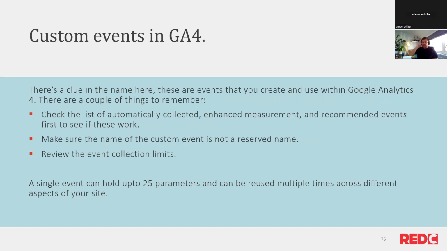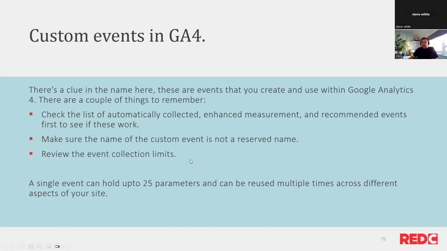Now, custom events, as the name suggests, are custom. The only thing Google really says on these is to work your way through the different types of events first. So can the event you want to create be covered in the automatically collected events? If the answer is no, go to enhanced measurement. If it's collected in enhanced measurement or as close to as it can, use one of those. If not, use the recommended events. If you can't use one of those, then create one custom from scratch.